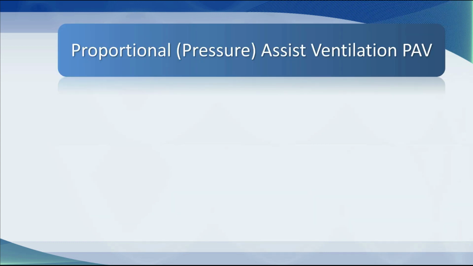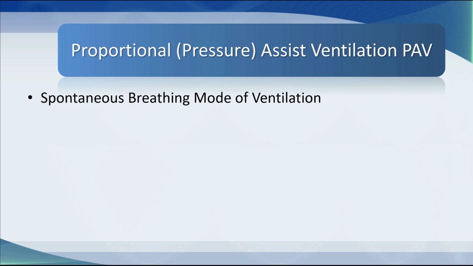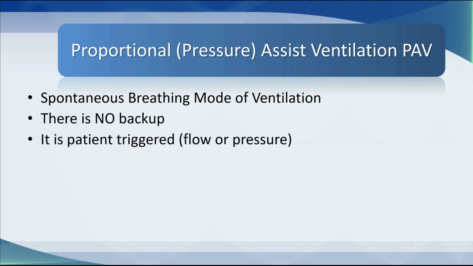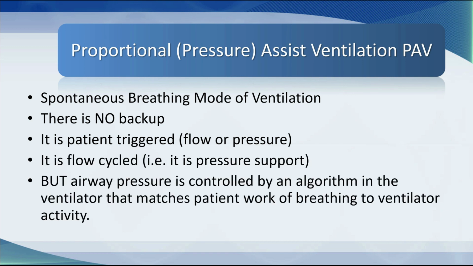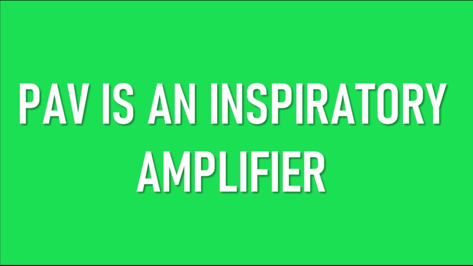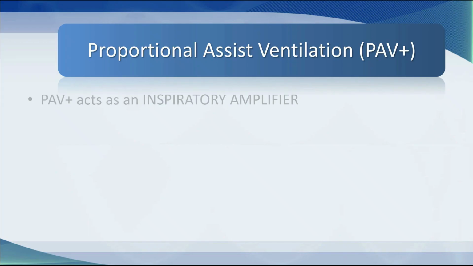What you need to know about PAV is that it's a spontaneous breathing mode of ventilation. There is no backup and it is patient triggered. It can be flow triggered or pressure triggered, and it's flow cycled, so it is pressure support. But the airway pressure is controlled by an algorithm in the ventilator that matches patients' work of breathing to ventilator activity. Hence, PAV is an inspiratory amplifier.